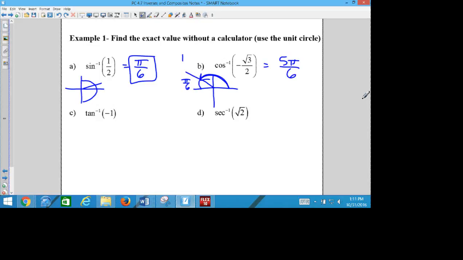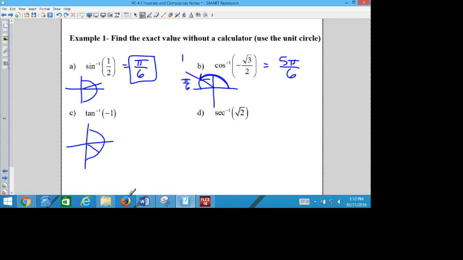Tangent. Where is tangent -1? Well, where is tangent 1? See, this is what we have to have memorized. This is where it's going to go fast. And if you're not following, it's probably because you don't have these memorized. Tangent restrictions are first and fourth. Tangent 1 is pi over 4.